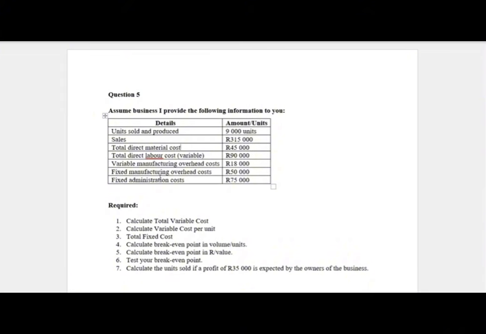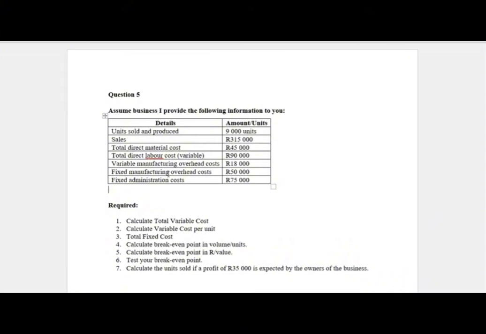Total fixed cost. So our total fixed cost is going to be these two. We're just going to add the two, which is going to be 50,000 plus 75,000. All right, so let's go to our answer sheet. We're going to calculate total fixed cost. Our total fixed cost, we saw these two fixed, which number 1 is equal to 50,000, and then plus number 2.